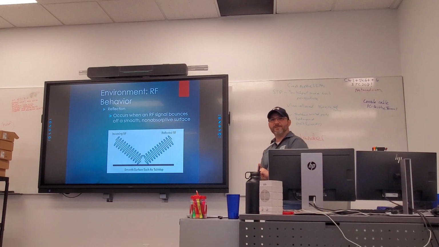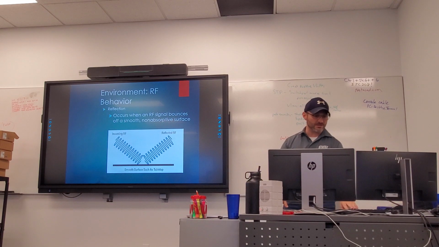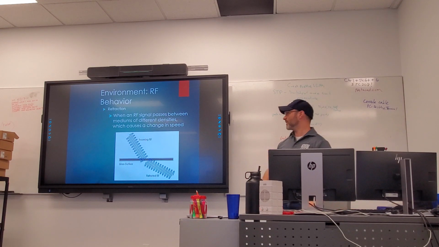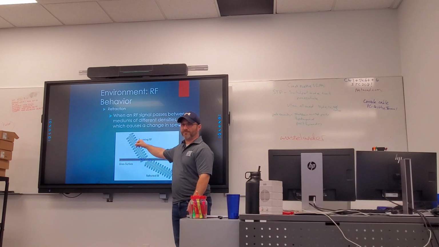All right, environmental behavior. We got reflection, right? We talked about reflection in fiber optics. It occurs when an RF signal bounces off of a smooth, non-absorptive surface. You've got refraction, when an RF signal gets bent. Anybody remember what it was called when it bends? What causes that bending from fiber optics?